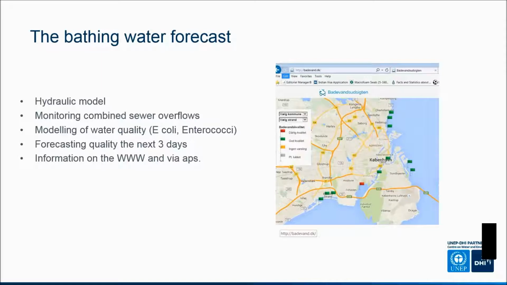We have introduced a bathing water forecast because even though we have built these retention tanks, once in a while there will be a combined sewer overflow. But we measure that overflow, and based on that we can model the water quality, and we can even have a forecast the next couple of days, and it is available on the World Wide Web. I will try to show you.